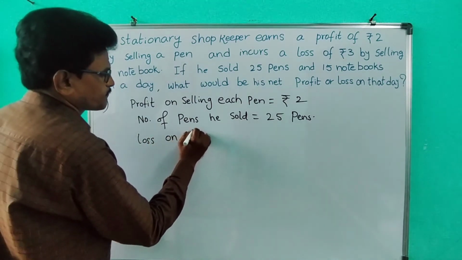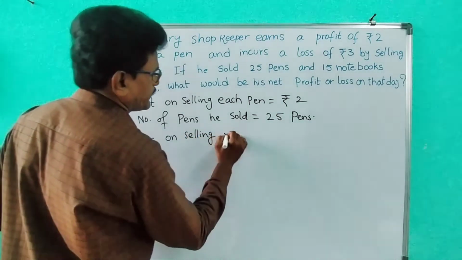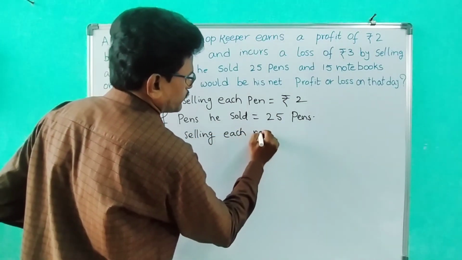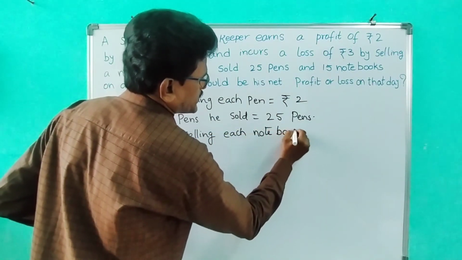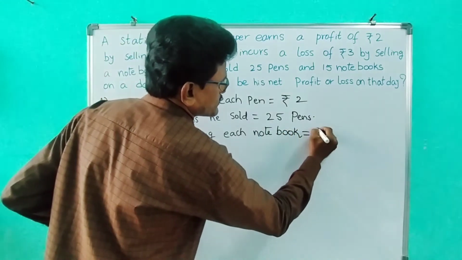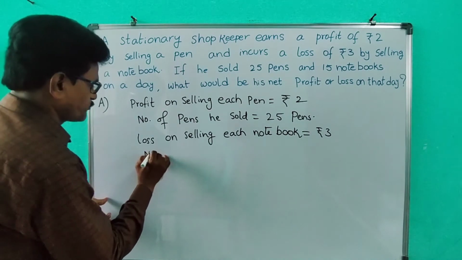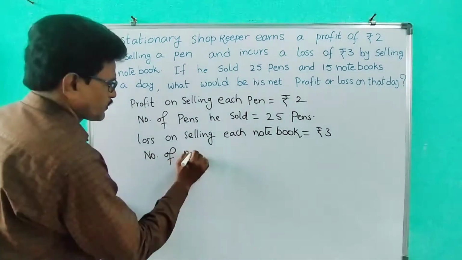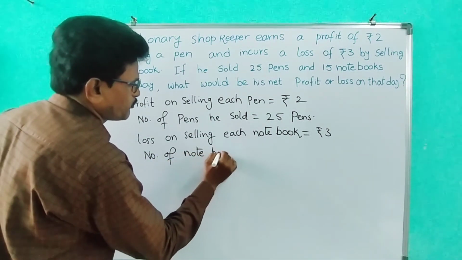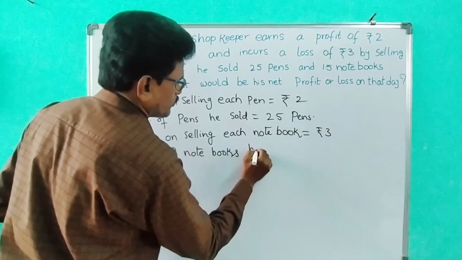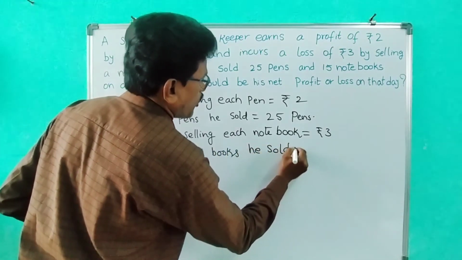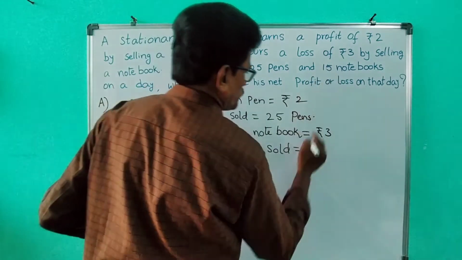Next, similarly, loss on selling each notebook. How much loss is he getting? 3 rupees. Okay? 3 rupees loss. Like that, number of notebooks sold. How many notebooks are sold? 15 notebooks. Okay?